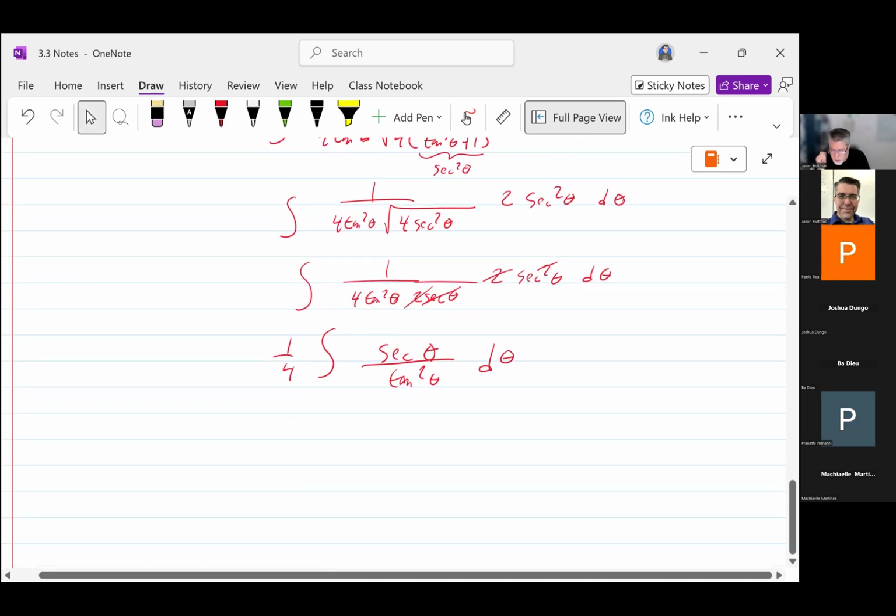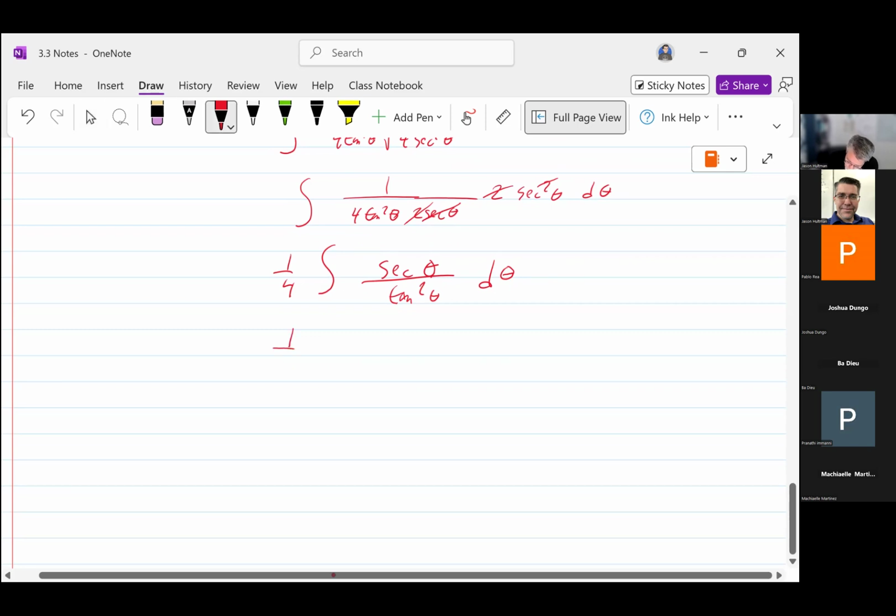Well, again, if I try a regular U substitution on this, it's not going to be too helpful. If I try to let U be tangent, that will get me a du of secant squared, but I don't have any secant squareds. I just have a secant. So what I'm going to do is turn all of this into sines and cosines and see if I can muscle my way through. So let's go 1 over cosine theta all over sine squared theta over cosine squared theta d theta, which becomes 1/4 times the integral of 1 over cosine theta times cosine squared theta over sine squared theta d theta.